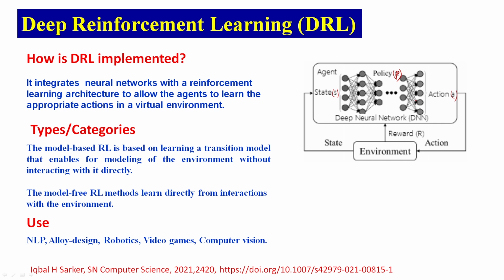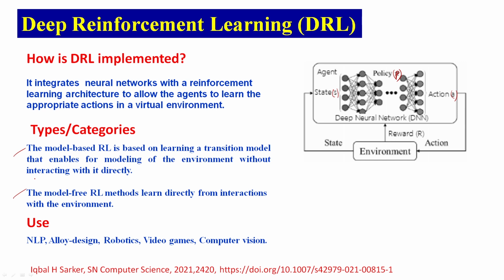So, there are different types of reinforcement learning. You can have model-based reinforcement learning, which is based on learning a transition model that enables modeling the environment without interacting with it directly. So, that means the agent will learn from the environment without interacting with it directly; it can interact indirectly. And then you can also have model-free. This is called model-based, this is called model-free. Model-free means it will learn directly from the interaction with the environment, okay.